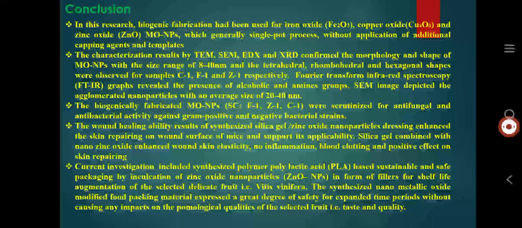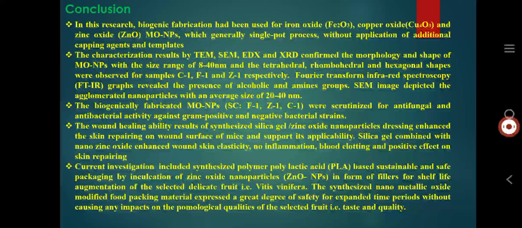In this research, I biogenically fabricated iron oxide, copper oxide, and zinc oxide nanoparticles using green synthesis, with applications for different purposes, and with additional capping agents and templates. The characterization results which I discussed showed the biogenically fabricated nanoparticles were synthesized for antifungal and antimicrobial activity against gram positive and gram negative bacteria. The wound healing activity is basically good, and silica gel combined with zinc oxide nanoparticles acts on wound skin elasticity, inflammation, blood clotting, and has a positive effect on skin repair.